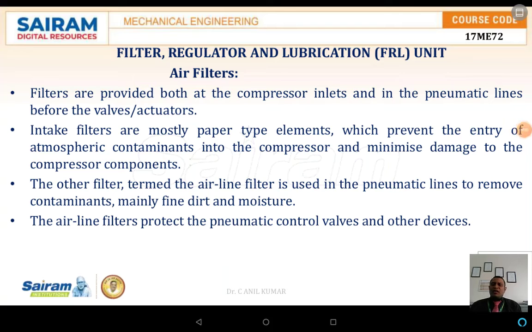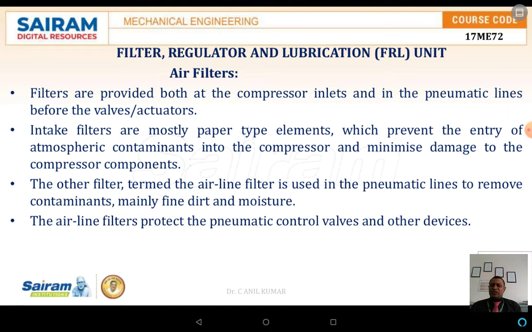Hello everyone. Welcome back for further discussions on the topic of FRL. FRL is nothing but the filter, regulator and lubrication. See here, these are the three basic elements which are required in the system.